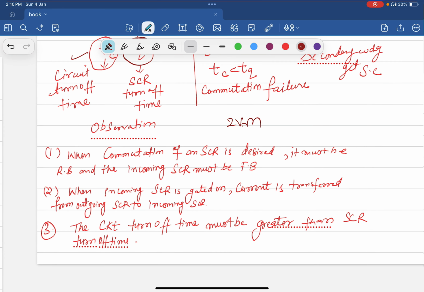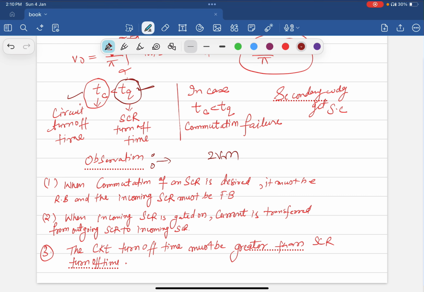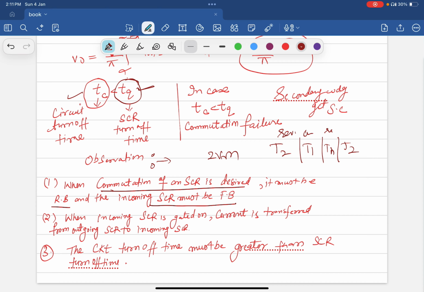So what observations do we conclude from this? We first conclude that when commutation of an SCR is desired, it must be reverse biased and the incoming SCR must be forward biased. That means T2 gets reverse biased and then T1 starts conducting. Then T1 gets reverse biased, then T2 starts conducting. When the incoming SCR is gated on, current is transferred from the outgoing SCR to the incoming SCR.